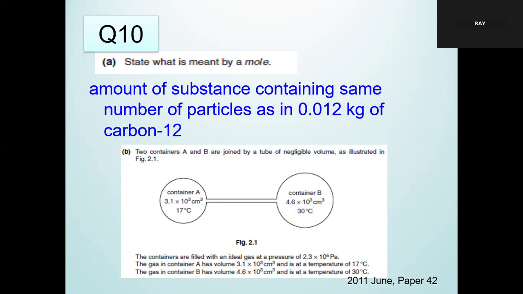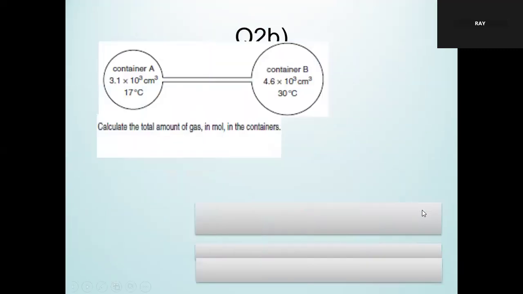Memory work. Two containers A and B are joined by a tube of negligible volume as illustrated. That volume is negligible. The containers are filled with ideal gas at pressure 2.3 times 10 to the power 5 Pascal. The gas in container A, that's the volume of container A, the temperature. Container B, that's the volume, that's the temperature. Calculate the total amount of gas in mole in the containers. You should be able to do that. And what is the answer?